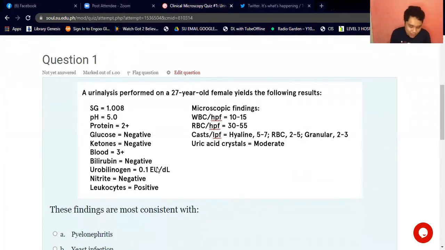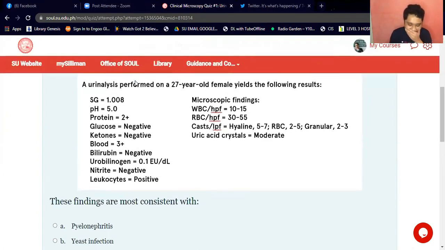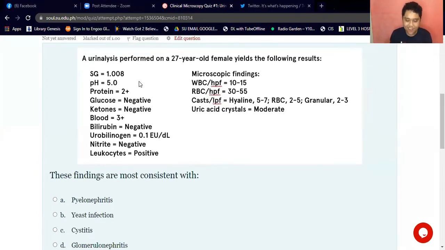A urinalysis performed on a 27-year-old female yields the following results. You have a specific gravity of 1.008. Is that normal or not? Yes, sir. Okay, normal. pH of 5.0.